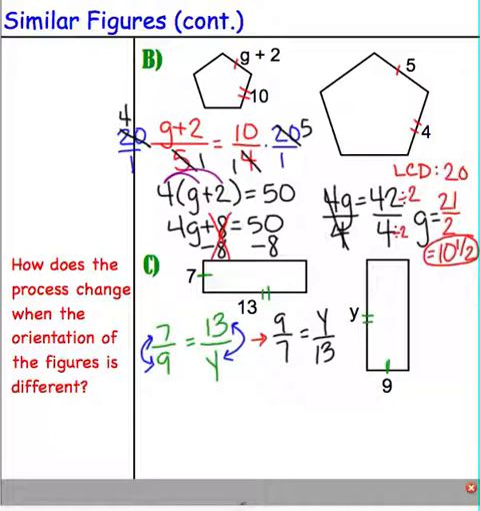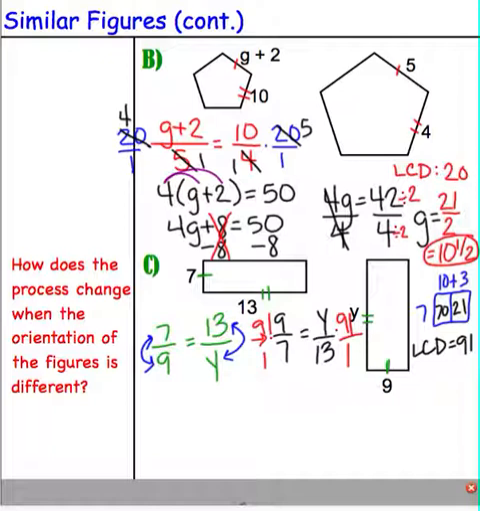7 and 13 are both prime, so we're going to go ahead and take 7 and 13. We've got 10 plus 3 for 13 and 7. 7 times 10 is 70. 7 times 3 is 21. 70 plus 21 is our LCD of 91. So we're going to go ahead and multiply by 91 on both sides.